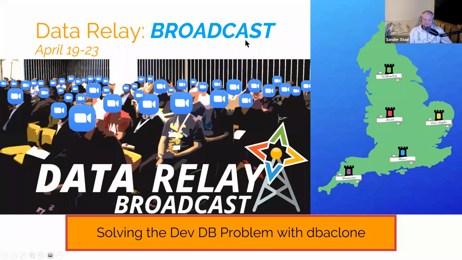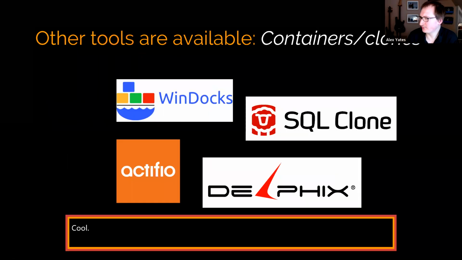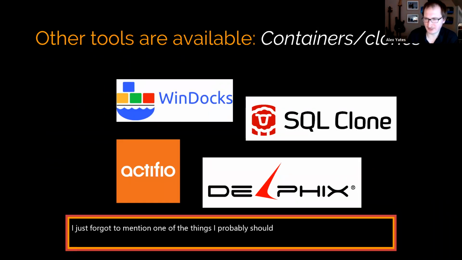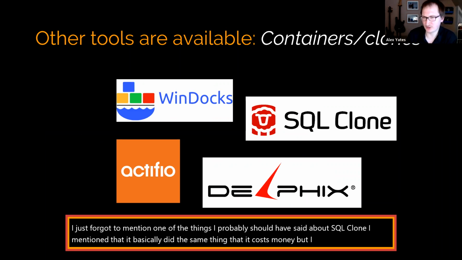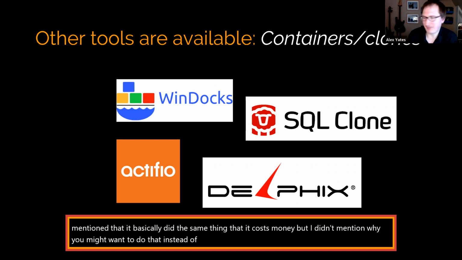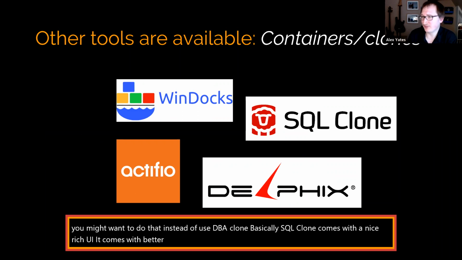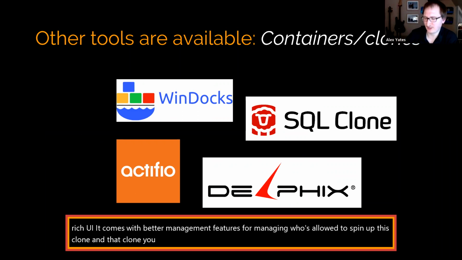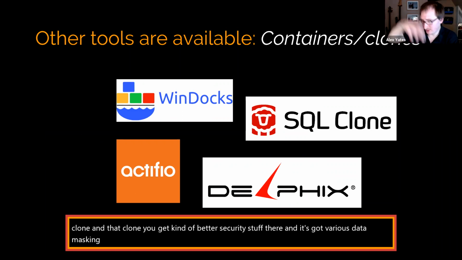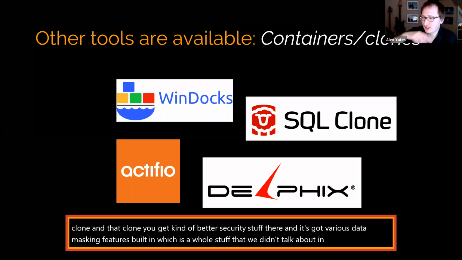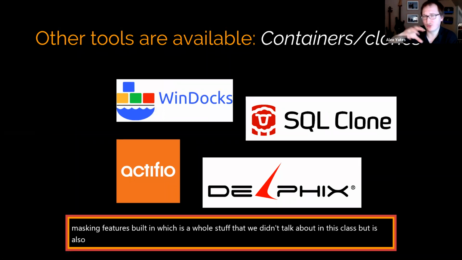Cool. Actually, I just forgot to mention one of the things I probably should have said about SQL Clone. I mentioned that it basically did the same thing, that it cost money, but I didn't mention why you might want to do that instead of use dbaclone. Basically, SQL Clone comes with a nice rich UI. It comes with better management features for managing who's allowed to spin up this clone and that clone. You get better security stuff there. And it's got various data masking features built in, which is the whole stuff that we didn't talk about in this class, but is also important. So there are some really cool features about SQL Clone, but yeah, it costs money.